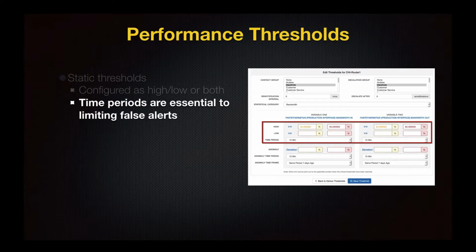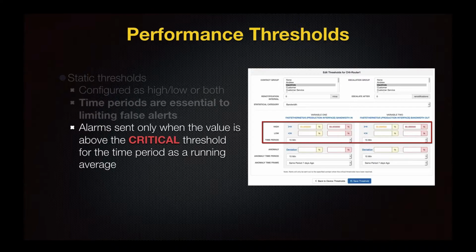But the important thing to remember about performance thresholds is that they're all measured against a time period. The time period is a running average, and we will only alert when the value is over the critical threshold for that time period. So if you set them like this one, for example, where it's a 15-minute time period, you have to be over 65% utilization as a 15-minute running average.